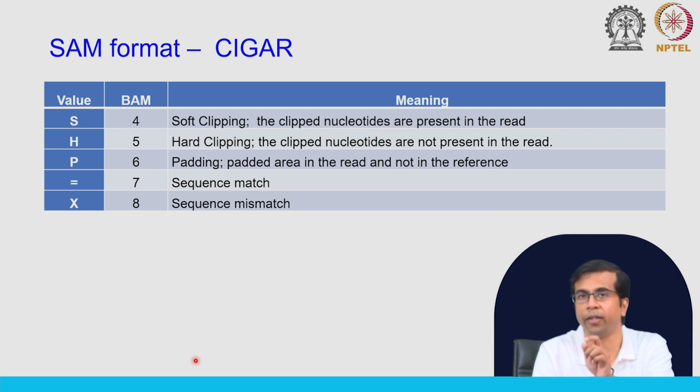In the next class we will look at some of the actual CIGAR strings. I have just very briefly shown you the column that shows the CIGAR string, but we will try to interpret it in the real data in the next class.